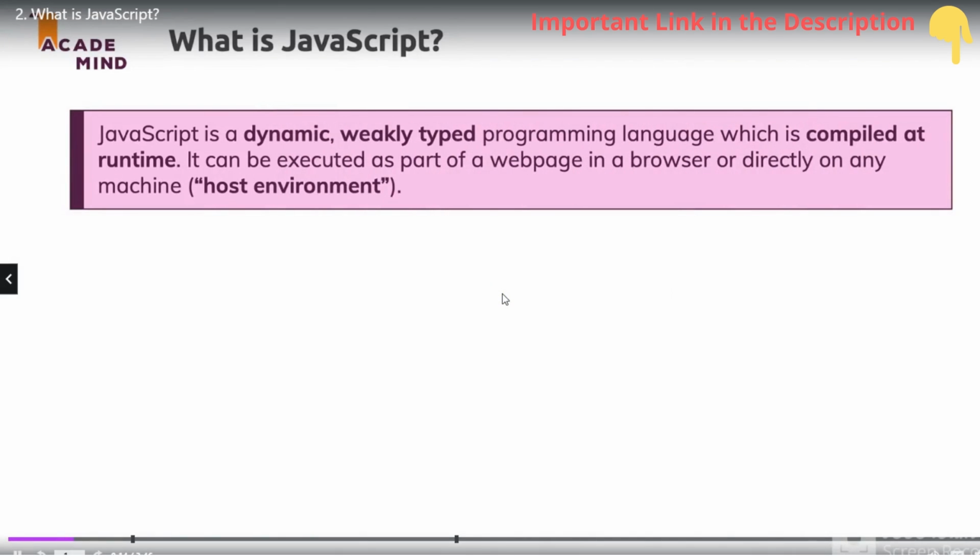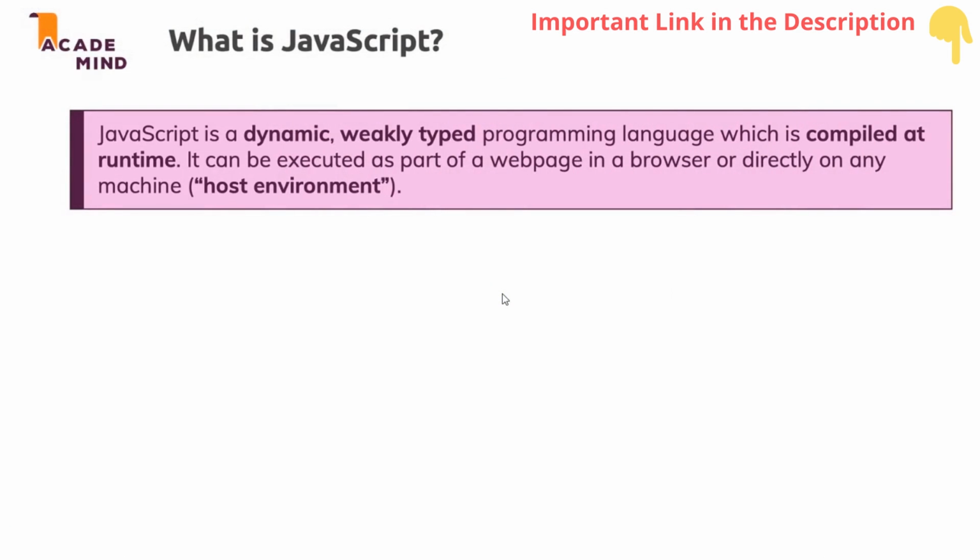JavaScript is a dynamic, weakly typed programming language which is compiled at runtime. It can be executed as part of a web page in a browser or directly on any machine in a so-called host environment. Okay, not entirely clear yet? Let's have a look at an additional definition.